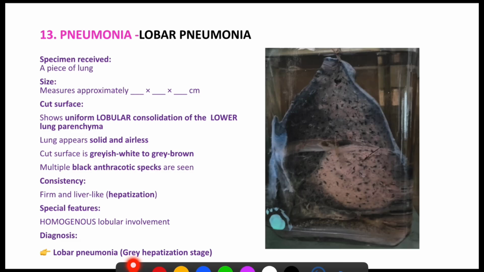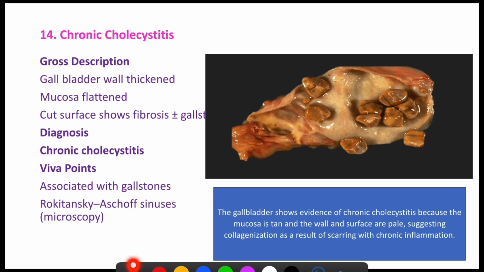So here this is the specimen of lobar pneumonia, and you have to identify this area, which is actually a consolidation area, right? So describe that the lower part of this lung specimen shows a consolidated area, and try to describe the area in size. First you have to give the lung size, second any lesion, like here the consolidated area is measuring this by this centimeter. So this is the grey hepatization stage of lobar pneumonia.